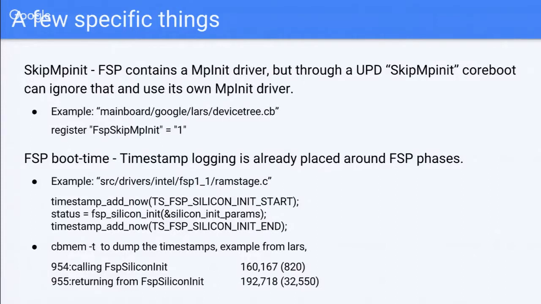FSP boot time. Boot time is critical. We always want to make sure that it meets our requirement. So timestamp logging is already placed around all the FSP phases. For example, if you look at the ramstage.c under the FSP 1.1 driver, we have timestamps before and after FSP silicon init. Once you boot, you can run cbmem -t, and you can dump timestamps and see the time consumption of every phase. One example is taken from the Google Lars board. If you look at the last line, FSP silicon init, the boot time for that is 33 milliseconds. You can use that as a reference for your Skylake board. If you see a way larger number than that, you might have a problem. Something is getting slower.